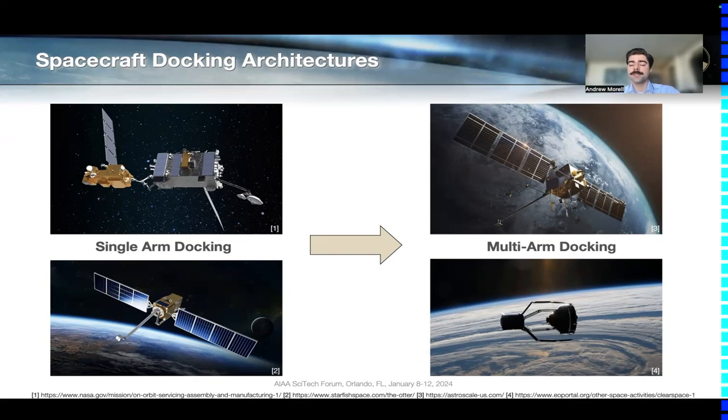And then for the ClearSpace-1 mission, in the bottom right-hand corner, those multi-degree of freedom arms have all of their degrees of freedom aligned in the same axis, allowing the arms to wrap around the back of the spacecraft, but again, quite different from the single arm architectures where the arms are strategically placed in different orthogonal axes of motion.